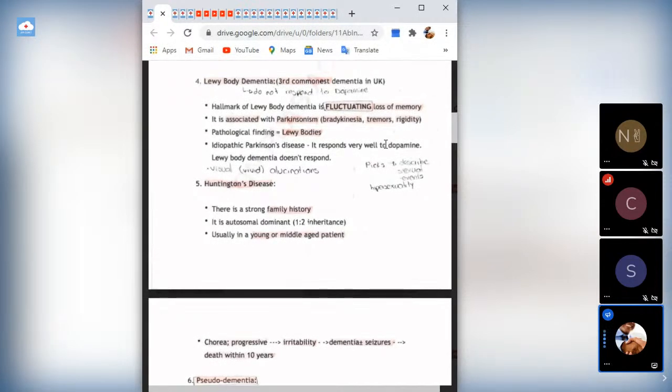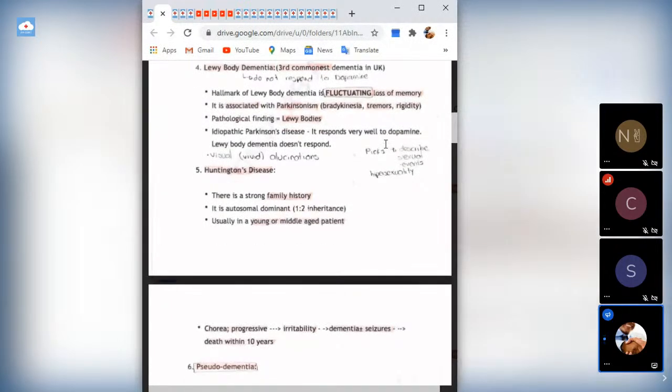Okay, so that's how you differentiate it from a person who has normal Parkinson's disease, where you give all those dopaminergics and the patient is expected to improve in terms of clinical state. But with Lewy body dementia, there will not be an improvement, despite the fact that it coexists with Parkinsonism.